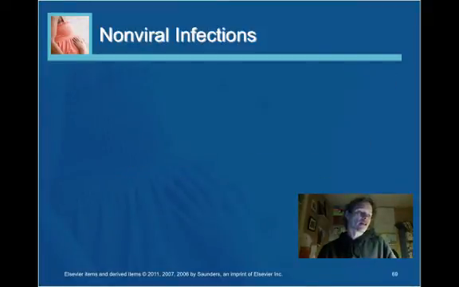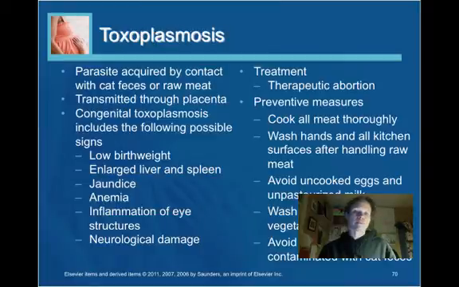So now let's look at some non-viral infections. Toxoplasmosis, that's one of the infections that was part of the TORCH acronym. Toxoplasmosis is caused by a parasite, and typically it is transmitted through contact with cat feces or with raw meat, and it can be transmitted through the placenta.